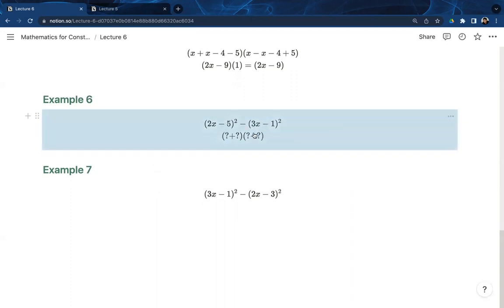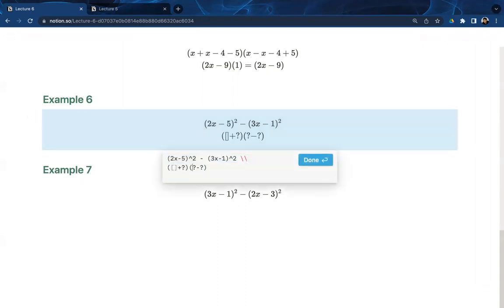So what is A? A is the first term, the stuff inside the square brackets. So that's 2x plus 5. So I need to write A here in square brackets: 2x minus 5, okay? Then what is B?